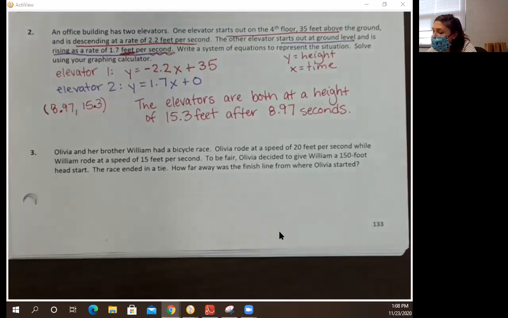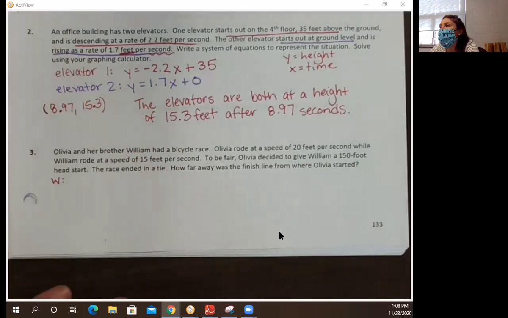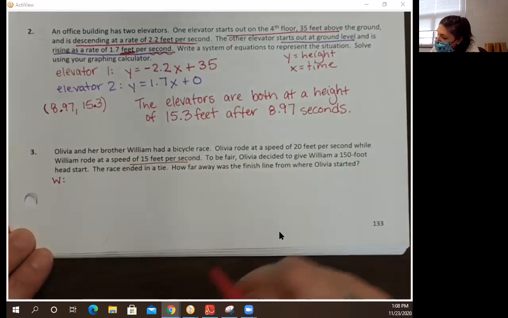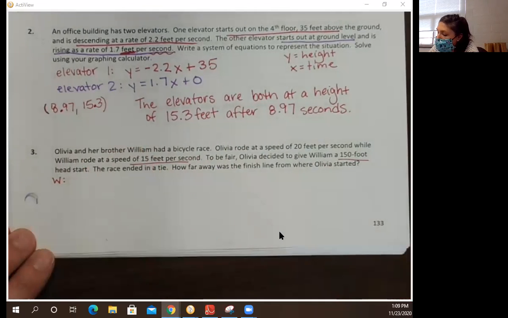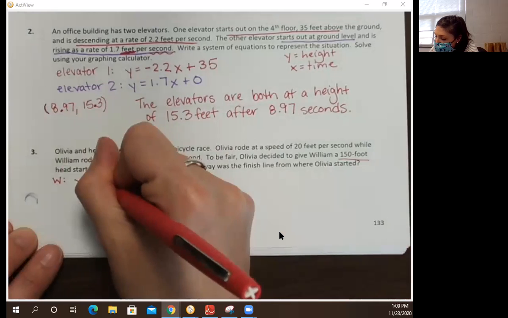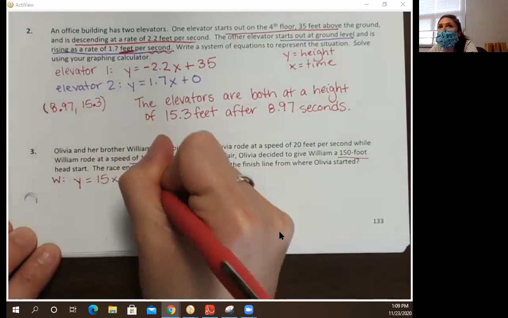So I have information about Olivia's speed and her starting position, as well as William's speed and his starting position. So that means I can write an equation to represent each of them. I'm going to start with William because I think his initial information is a little bit easier to think about putting into an equation. So for William, we know his speed and we know he got a 150-foot head start. So his equation would look like y equals 15x plus 150. He started 150 feet ahead of Olivia.